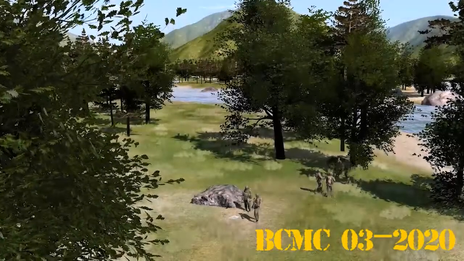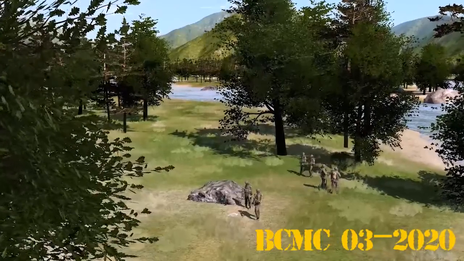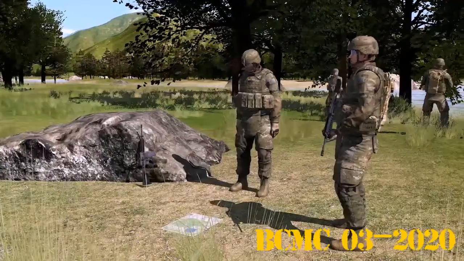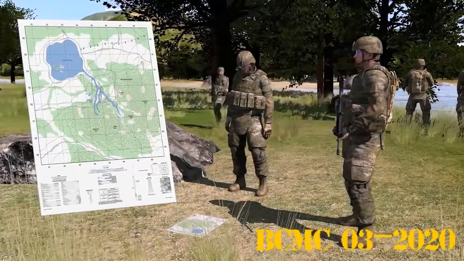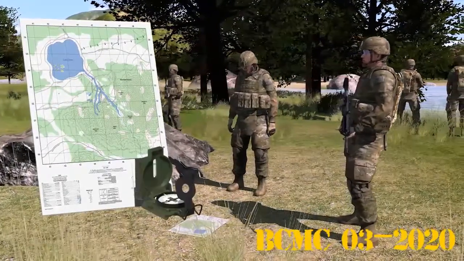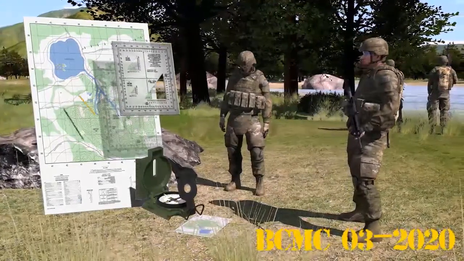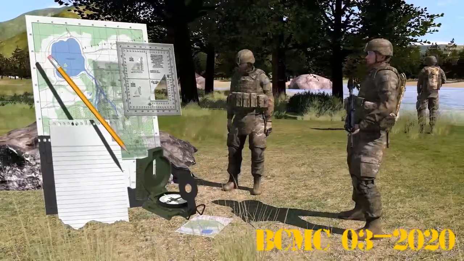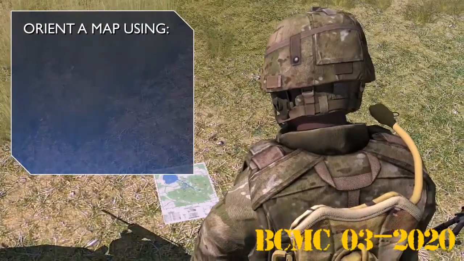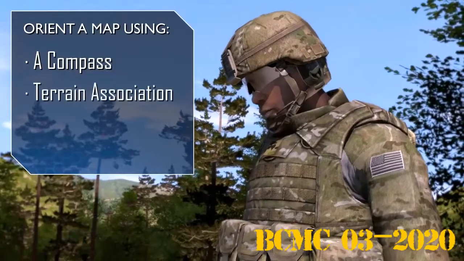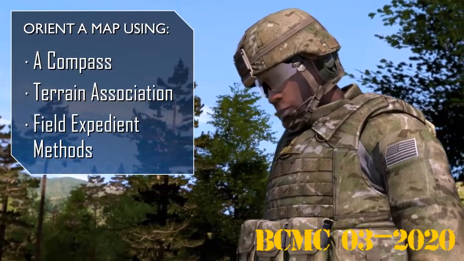As a member of a team in a field environment, you have been directed to determine your team's current location. You have a 1 to 50,000 scale topographic map of the area, a compass, either a protractor with a coordinate scale or a plotting scale, and a pencil and paper. You can orient your map using one of 3 methods: with a compass, by terrain association, or by using field expedient methods.